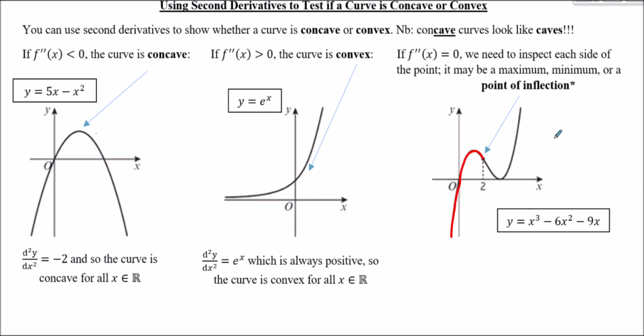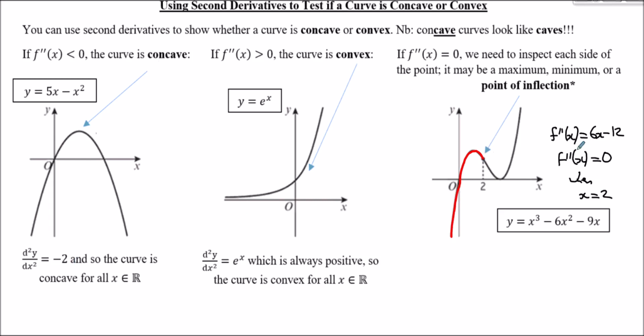So the second derivative is 6x minus 12, and that's going to equal 0 when x is equal to 2. When x is less than 2, this is going to be negative. So this red is where the second derivative is negative. And like we said here, if a second derivative is negative, we've got concavity, it's concave. This bit here is concave.